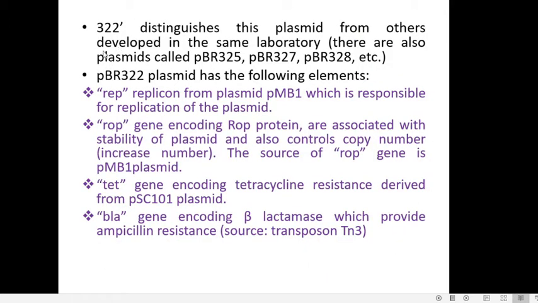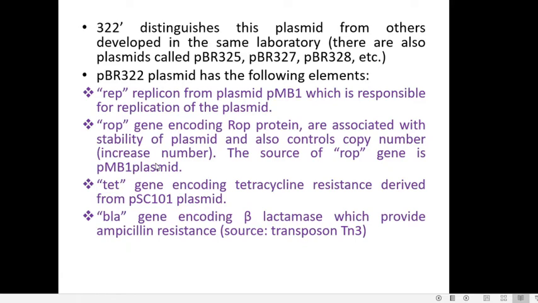Now coming to the number 322, this 322 distinguishes this plasmid from other vectors which were developed in the same laboratory, like pBR325, pBR327, pBR328, etc. Now we come to the elements in the vector pBR322. It contains a region which is called ori or replicon, which is responsible for the replication of the plasmid, because we are inserting our foreign gene in the vector and we want our foreign gene to get replicated along with the vector. So the vector should have the ability for replication. And this rep region is responsible for replication of this plasmid vector inside the host cell.